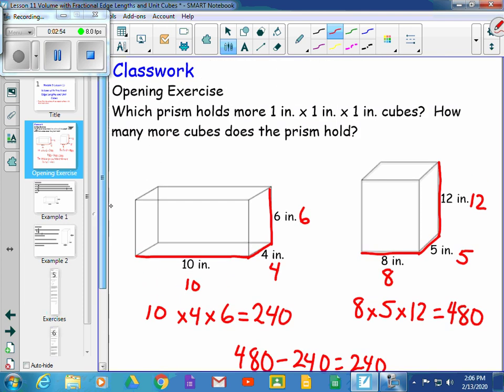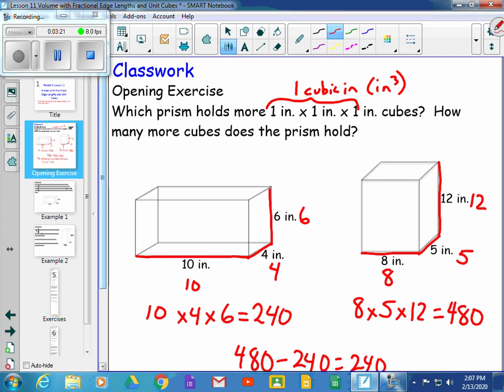Now, before we end this opening exercise, a 1 inch by 1 inch by 1 inch cube we could call a cubic inch. That would equal 1 cubic inch, because 1 times 1 times 1 equals 1. We would represent that as in with an exponent of 3 as a label. We would say that would be 1 cubic inch.